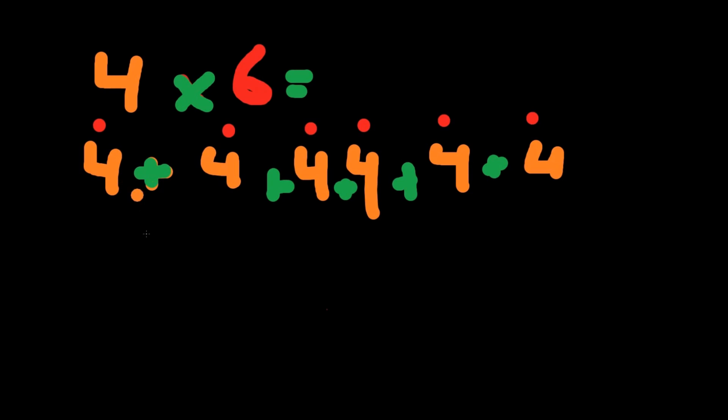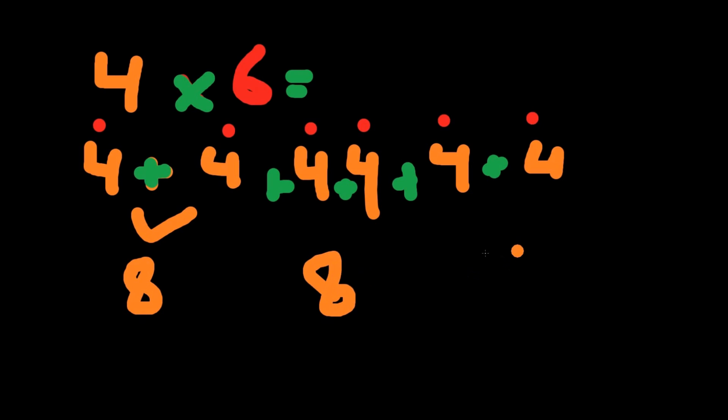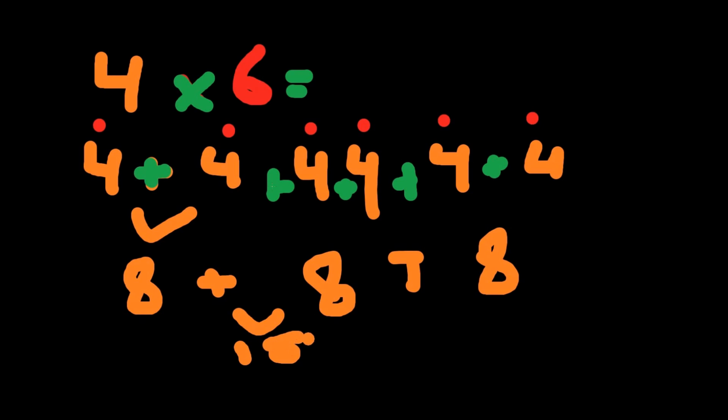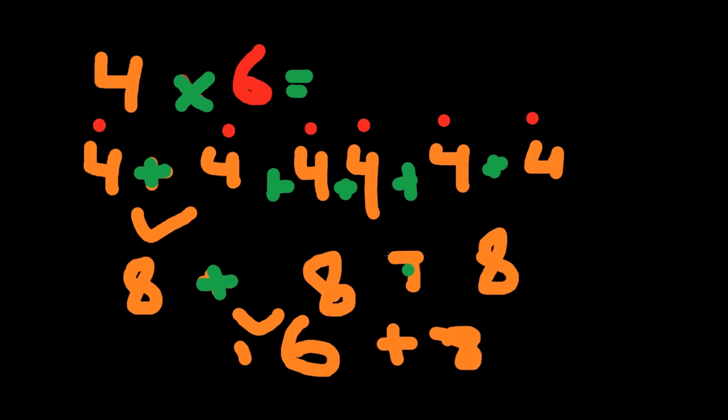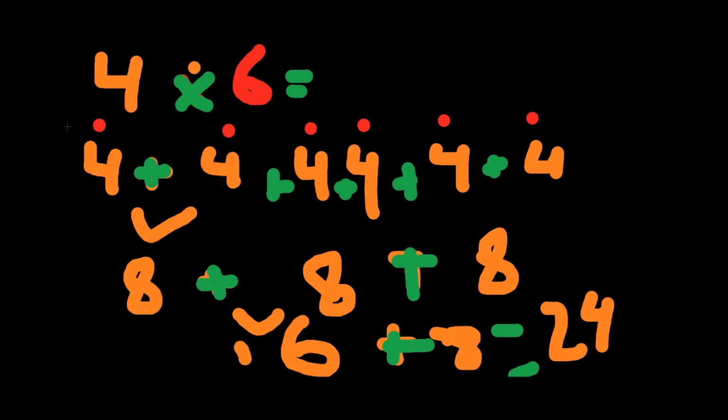Alright, let's actually start adding them together. So 4 and 4 is 8, 4 and 4 is 8, and 4 and 4 is 8. So 8 plus 8 is 16. So these two are 16 together. I'm sorry, it looks kind of really bad, but alright, there we go, 16, and then plus 8. And if we actually do this, we will get 24. Let me just fix all those signs. And 16 plus 16 equals 24.